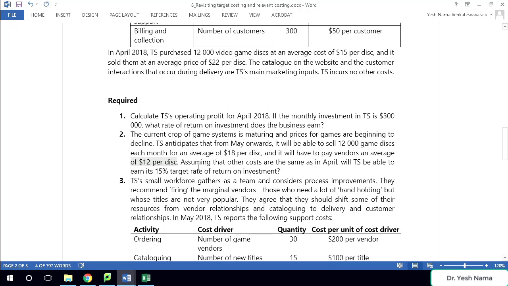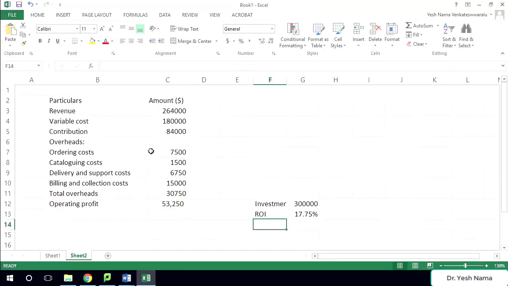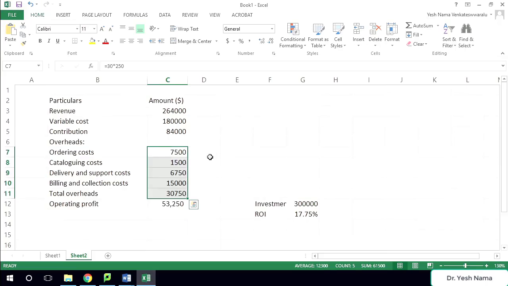Assuming that other costs are the same as in April, will the company be able to earn its 15% target return on investment? So very similar exercise. Our fixed operating costs are not changing. Our overheads are not changing. This bit remains the same because there is no information on the overheads. The only difference is contribution.